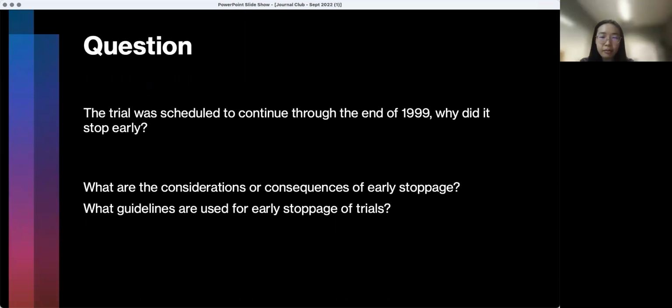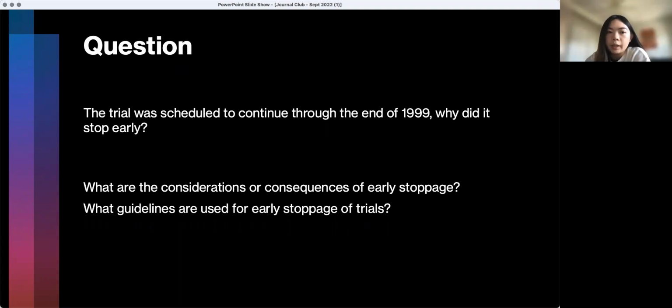If they terminated the trial because the drug was not efficacious, there may be a risk of false negative. Yep, great point.